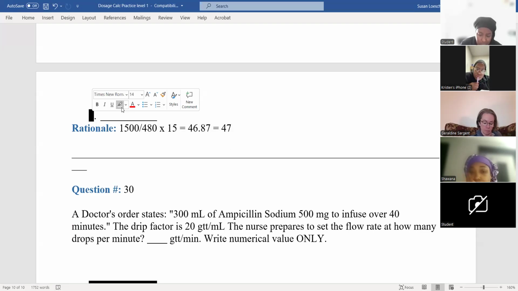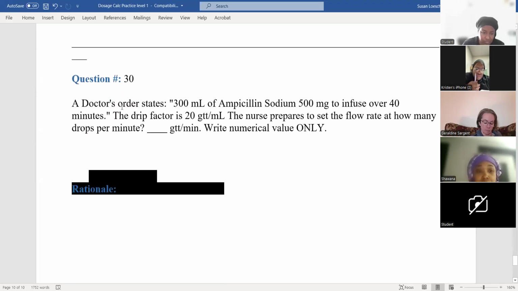Anybody have any issues with that one? Okay, let's look at the next one. Now, what's the difference between this one and the last one? Couple of differences here, okay? So first of all, what's your total volume here? 300 mL. 300. Okay.